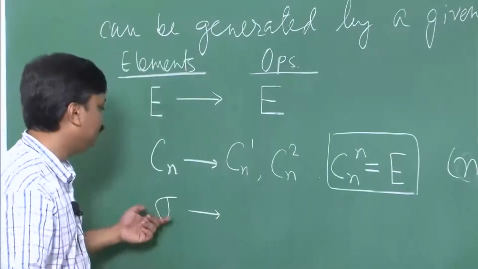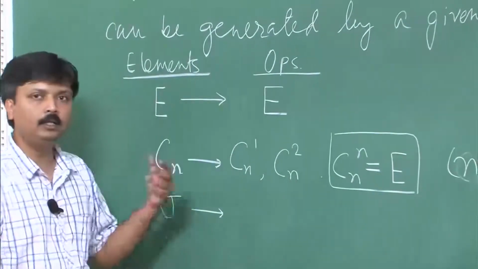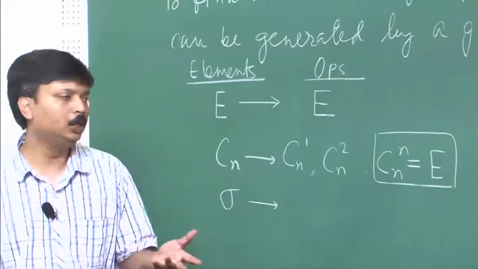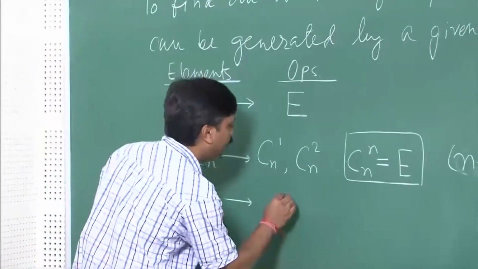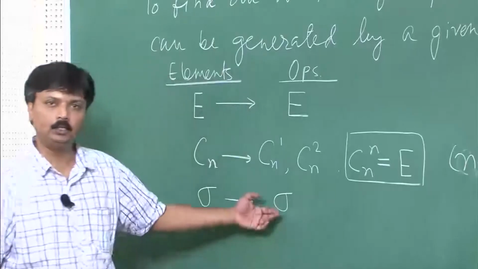So, if you operate sigma twice, it acts just like an identity operation. So, in that sense, sigma will generate only one operation, and that is also called sigma.